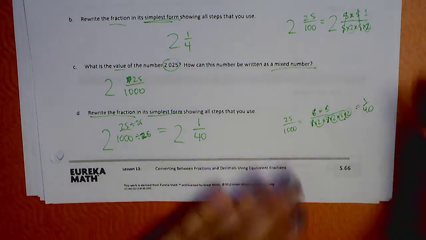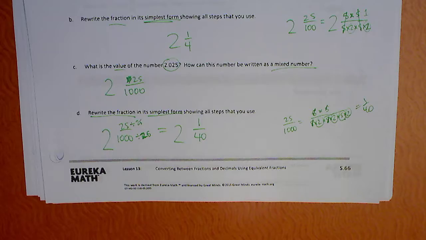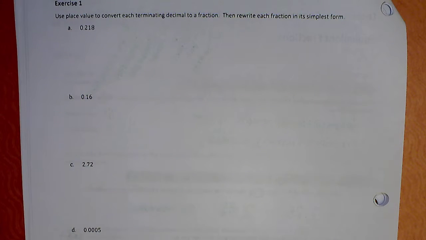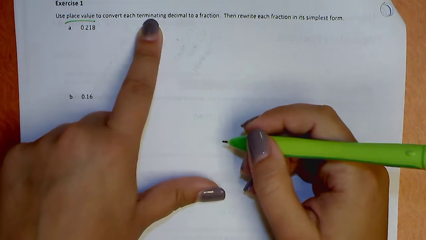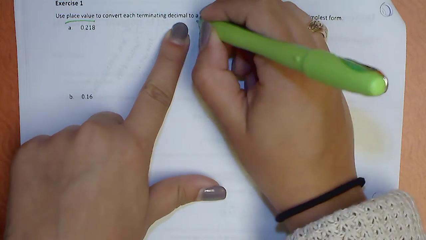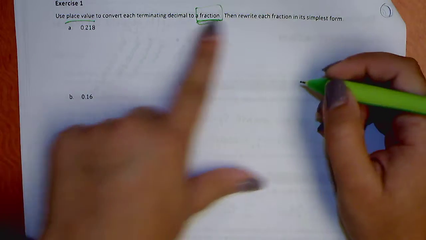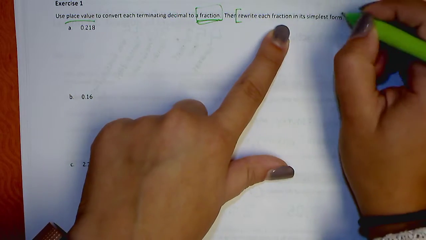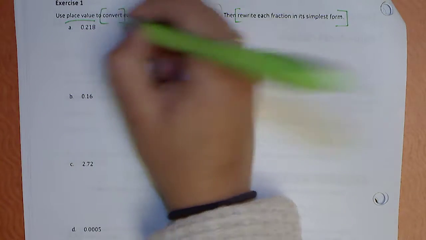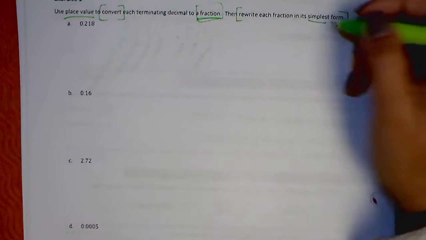All right. Flip the page, please. This one says, use place value to convert each terminating decimal to a fraction. Then rewrite each fraction in its simplest form. We're going to convert, and then we're going to rewrite it in its simplest form.